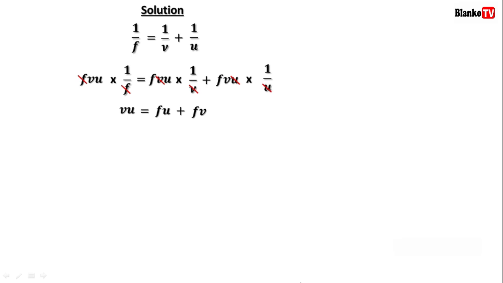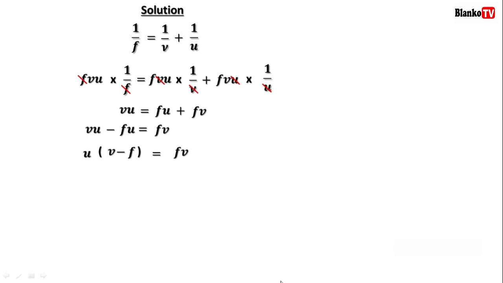So we group the like terms. So we have vu minus fu equals fv. So we factorize vu minus fu, and that is going to give us u outside the bracket v minus f, equals fv.